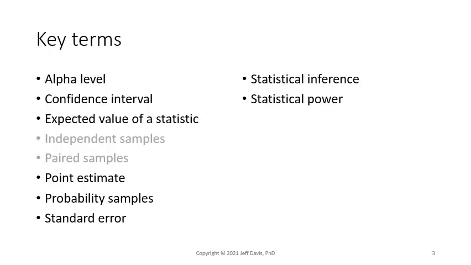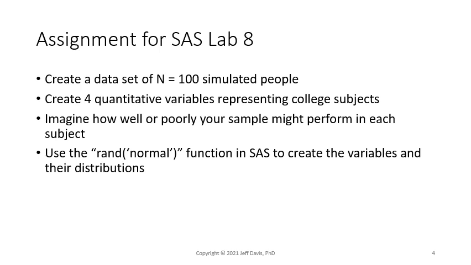What else do we have here? All right, so the key terms, alpha level. Right, the stuff that we've talked about in the lectures. All right, so what we're going to do is pretty simple. We're not going to do a whole lot of programming here. We're going to create a data set of 100 people.